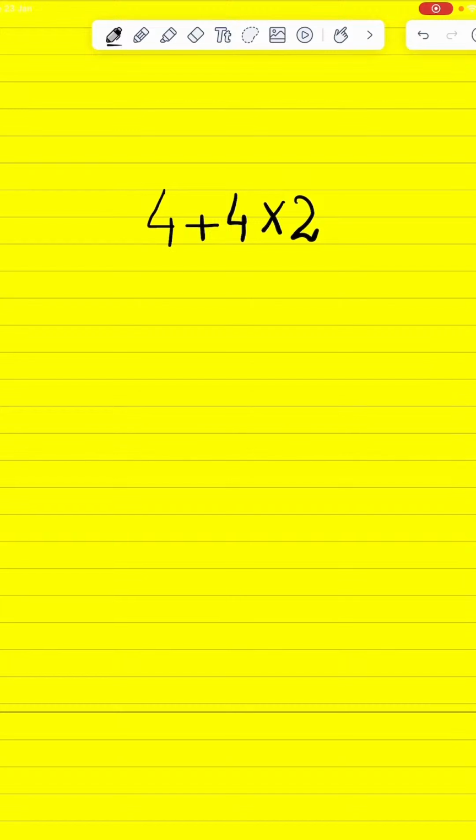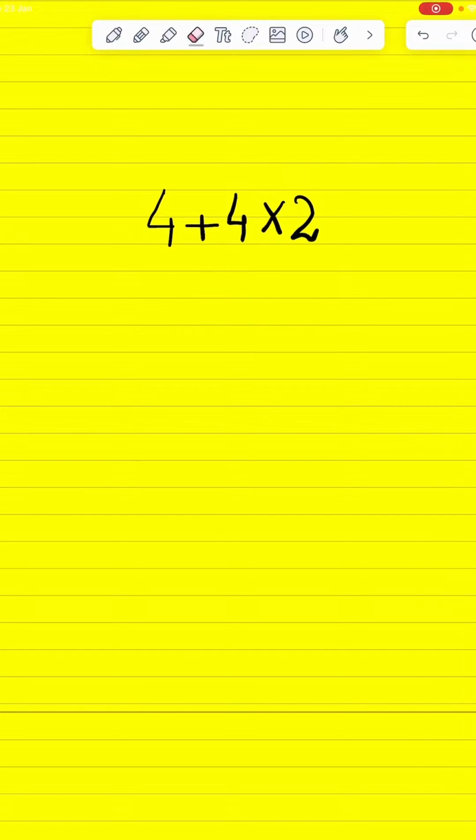Many of you will do this operation as they appear, such as first you solve 4 plus 4, that gives you 8, and then you multiply it with 2. So the answer is 16. However, this is not the correct way to do it. There is a certain order of operation that we need to follow to solve these types of questions.